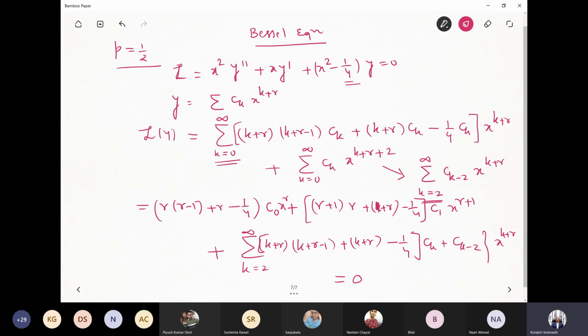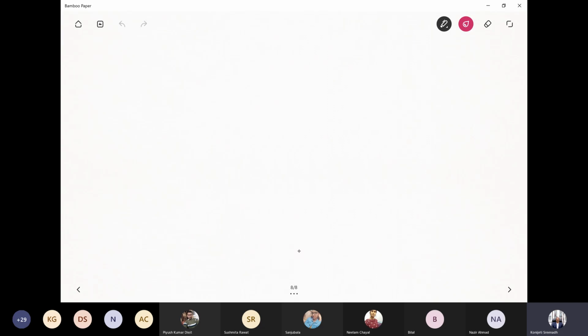That means we get the indicial polynomial, which is r into (r minus 1) plus r minus 1 by 4, that is r squared minus 1 by 4. That is p(r), right? So r squared minus 1 by 4 into c_0 x power r, plus (r plus 1) whole squared minus 1 by 4 into c_1 x power r plus 1. These are the first two terms, and the third term is the sum. This gives the roots, as we already saw, r squared equals p squared, so r equals minus half and plus half. Let me write these as r1 and r2.